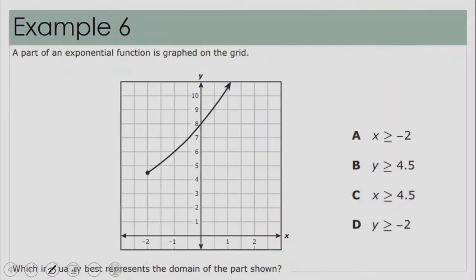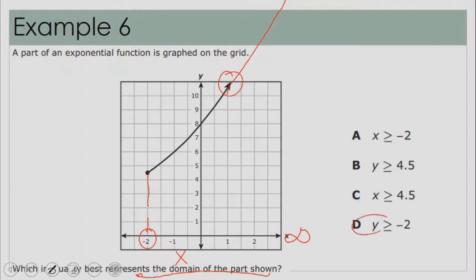Example C, this is an exponential function. They are now asking which inequality best represents the domain of the path shown. So the domain, the x values. The x value starts from -2 and goes to positive infinity, because this graph does not end. It keeps increasing. You want x that is greater than or equal to -2.